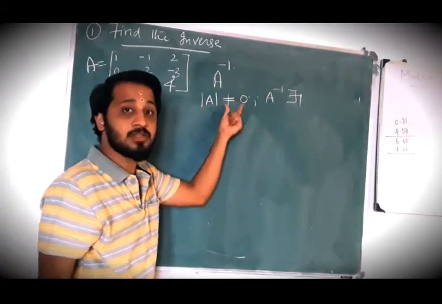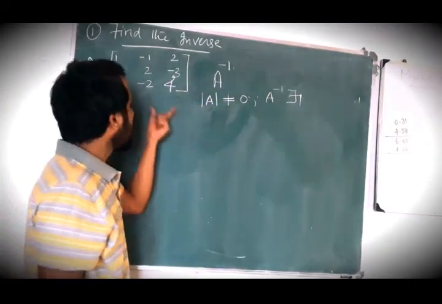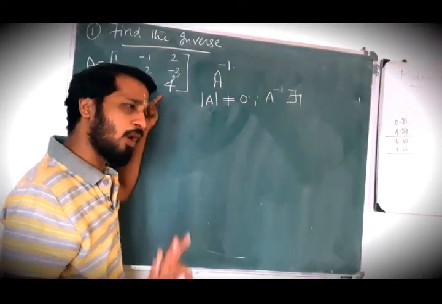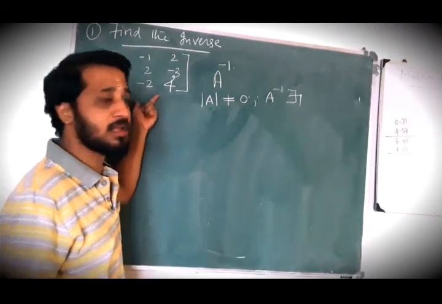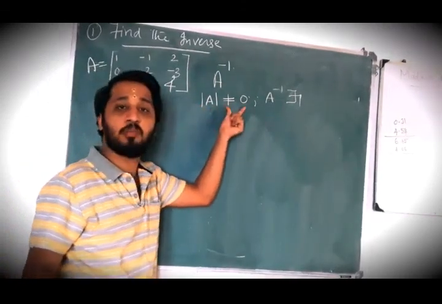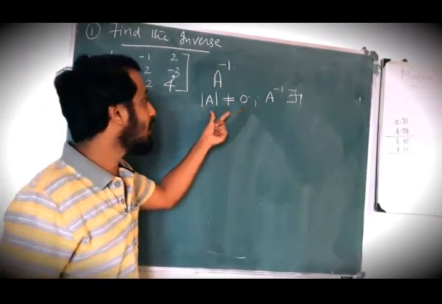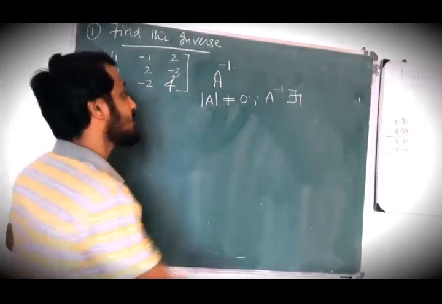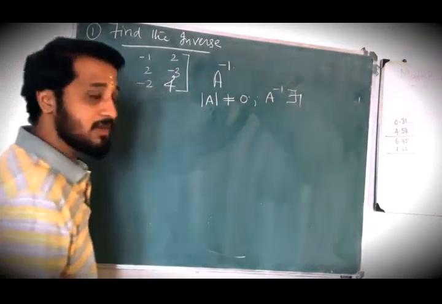That means a non-singular matrix. So, if you want to find the inverse of a 3 by 3 matrix, or the inverse of any matrix, determinant A should not be equal to 0. Determinant A not equal to 0. That means the given matrix has to be a non-singular matrix. Then you can say that A inverse exists.